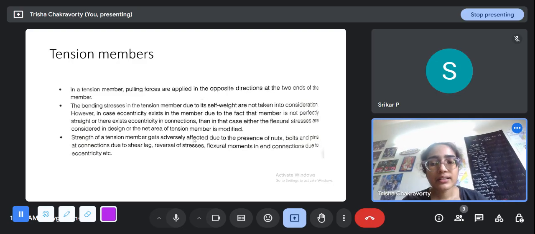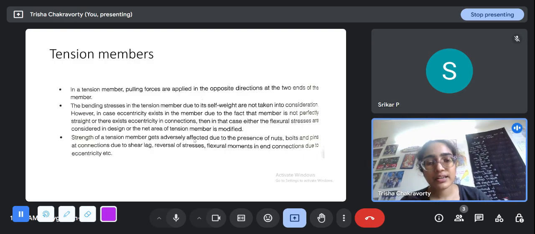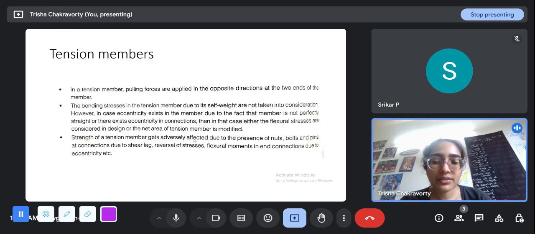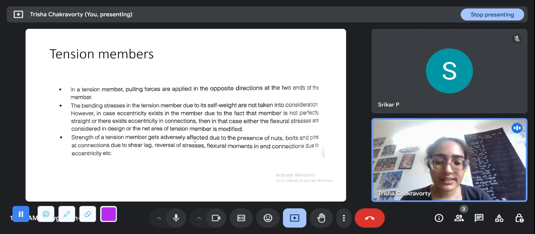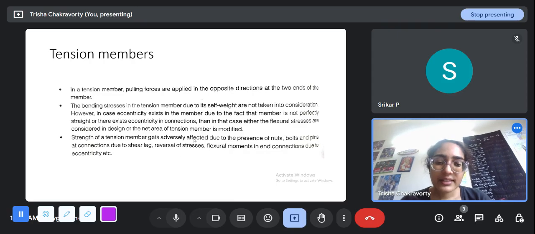compression members. In a tension member, pulling forces are applied in opposite directions at the two ends of the member. The bending stresses in the tension member due to its self weight are not taken into consideration. However, in case eccentricity exists in the member because the member is not perfectly straight, or there exists eccentricity in connections, then either flexural stresses are considered in design, or the net area of the tension member is modified.